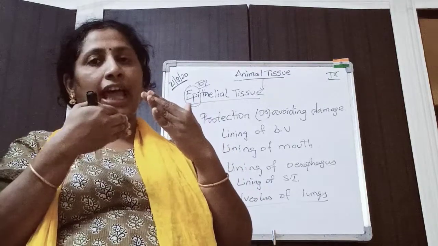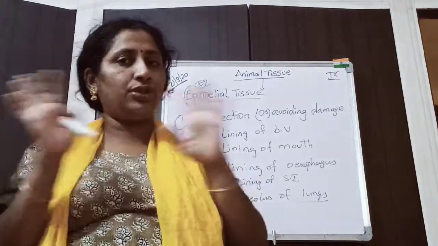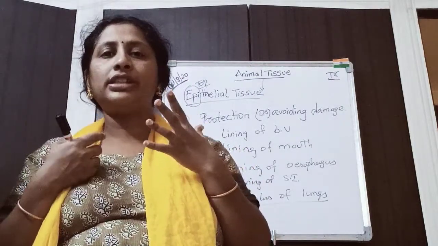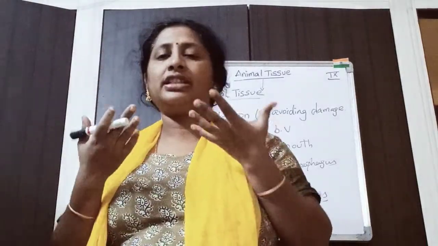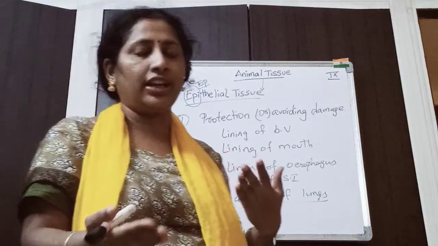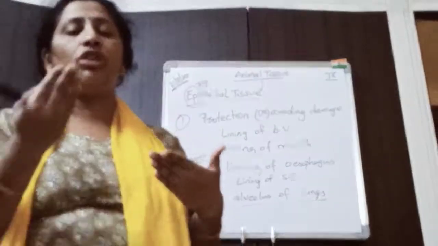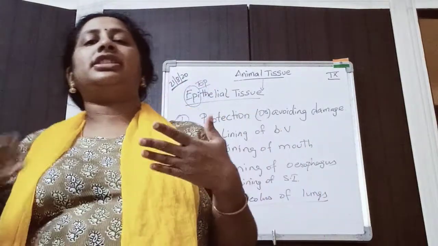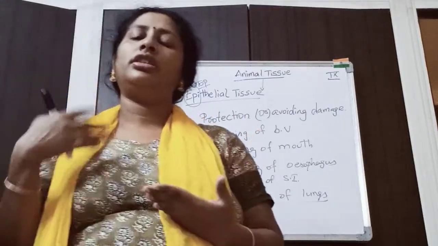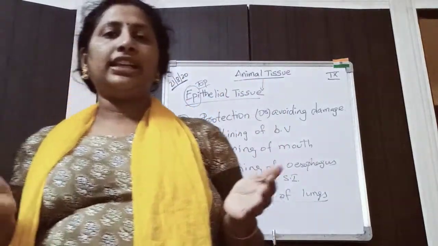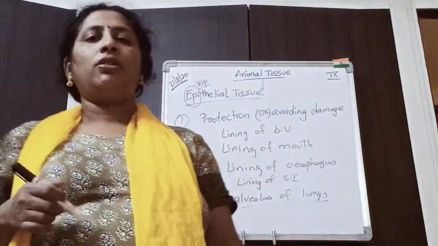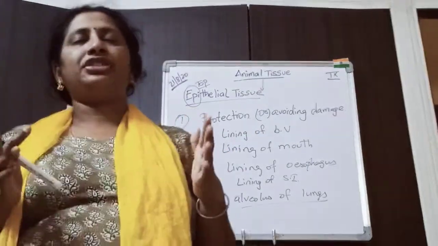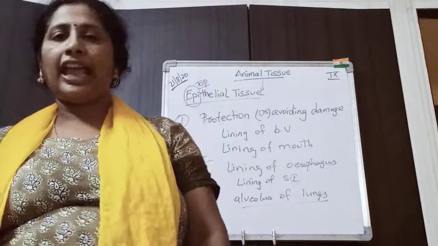Suppose the epithelial tissue is not present in the lining of your mouth. Whatever you are eating, some very hot or very cold substance, will immediately damage your salivary glands. If salivary glands are damaged, you will not produce saliva, and digestion will not occur. Then your waste accumulates in the body, the kidneys will fail, and the person will die. So the main function of epithelial tissue is protecting and avoiding damage.